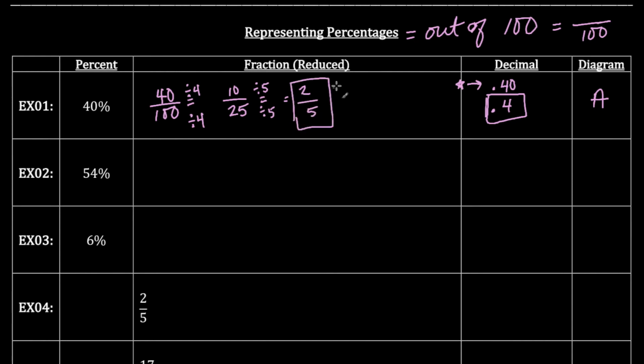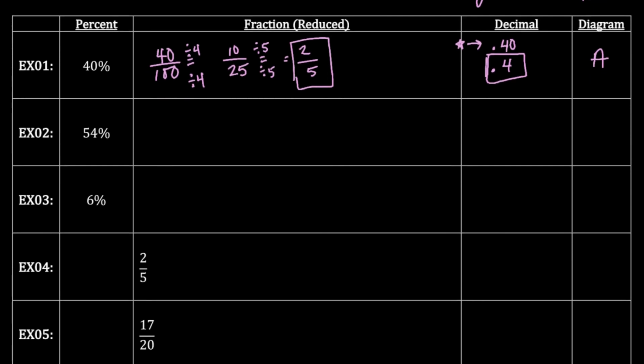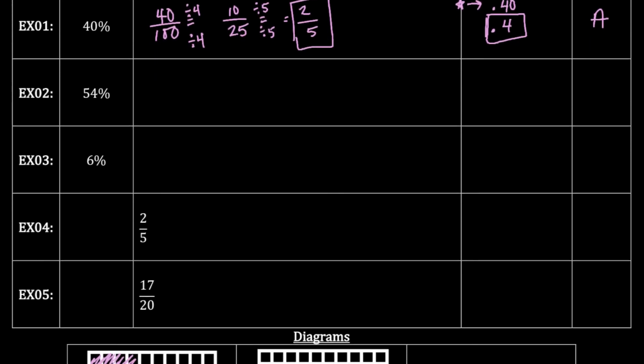So to take a step back, we ended up with 40% first, which is 40 out of 100, which we reduced to 2/5. 40% is also 40 hundredths, which is 4 tenths. And then I took my diagram and I shaded in 4 tenths. Let's go ahead and look at the next example.